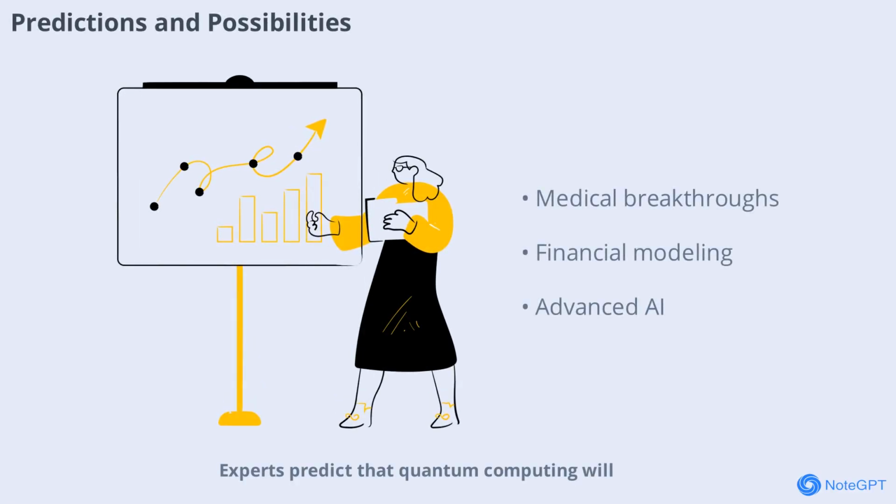Experts predict that quantum computing will lead to breakthroughs in fields like medicine, finance, and artificial intelligence. We may see new drugs developed in record time, financial models that are more accurate, and AI systems that can solve problems beyond our current capabilities. While it's impossible to predict every outcome, the potential is enormous. Next, we'll look at how quantum computing could change the way we think about information.